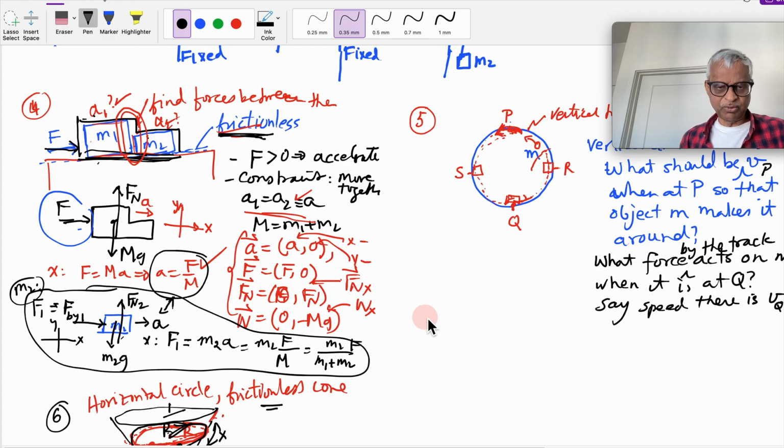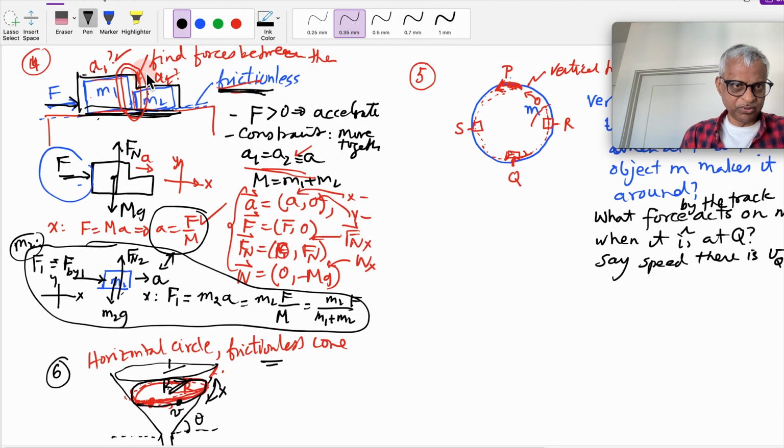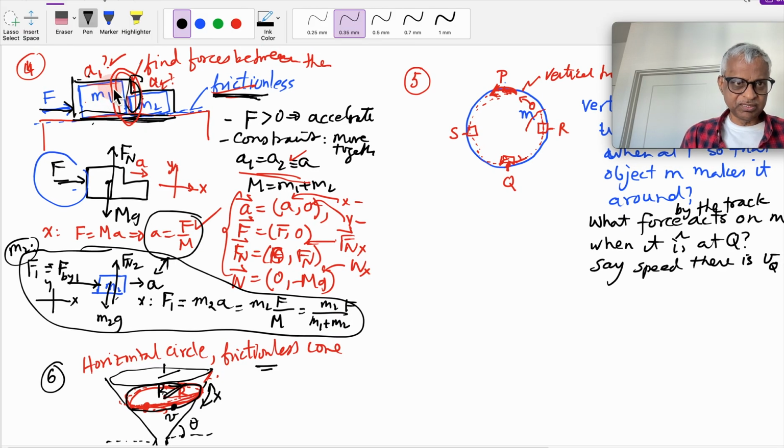How about if you look at number 1? So we're trying to look at the force between them. It should be the same if I just use this guy. So let's use that guy.